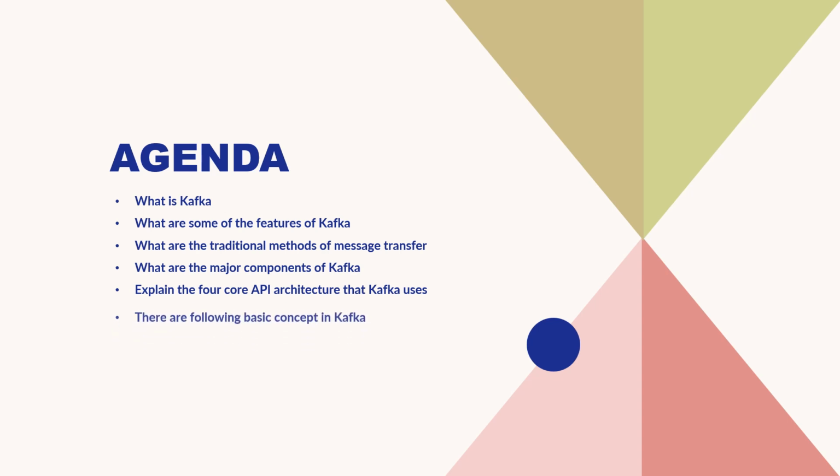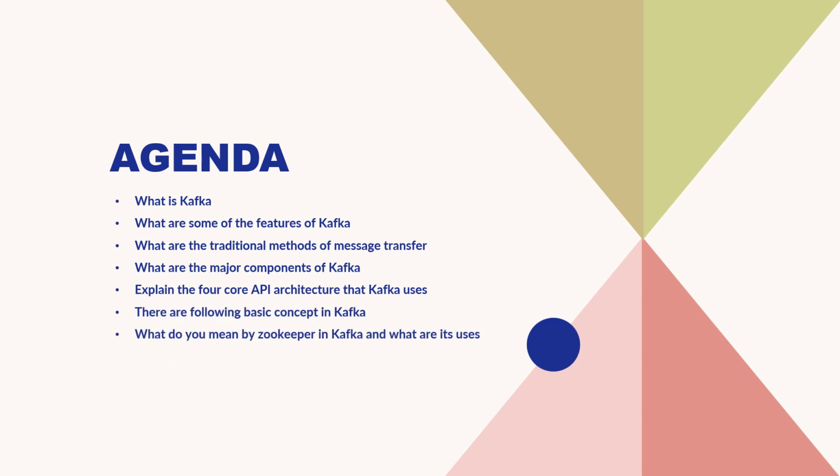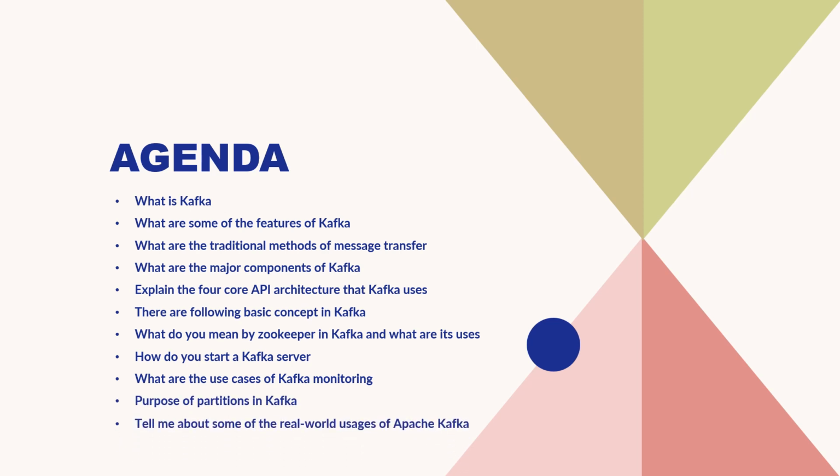we use in Kafka, as it's a basic concept of Kafka, and how Zookeeper is used in Kafka, how to start a server in Kafka, how to monitor Kafka, what is the purpose of partitions, real-world usage of Kafka, and some disadvantages of Kafka. So let's start. First we discuss what Kafka is, and I will explain it with an example.